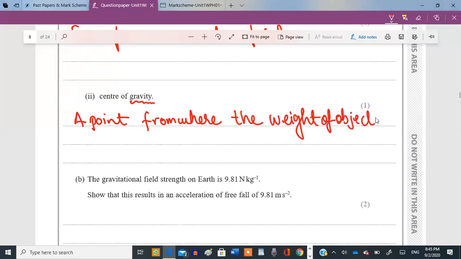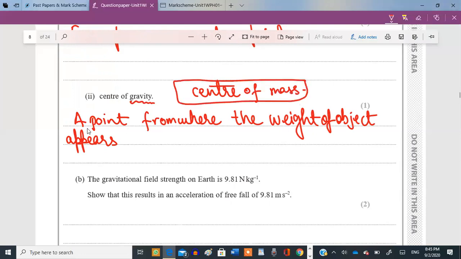What if we write mass instead of weight? No, that's going to be wrong because center of gravity itself is another definition. Sorry, center of mass is another thing. So a point from where the weight of the object appears to act.